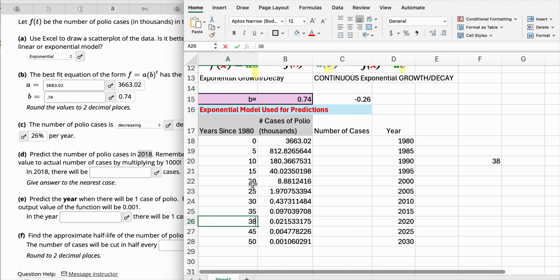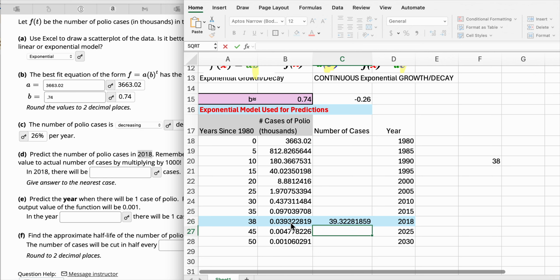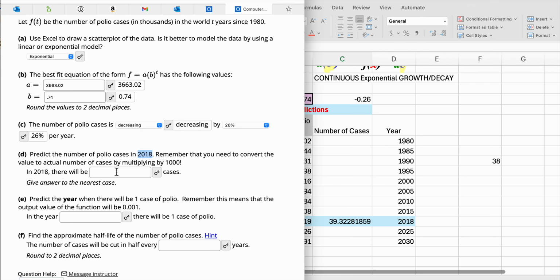So I'm going to type 38 in here, and that represents the year 2018. And it tells me that I have 0.039322819 cases of polio. But remember, this is thousands of cases. So if I want to figure out how many cases exactly, I would say that's equal to that times 1,000. So this is telling me that I have 39.32 cases. That's what the model is telling me. And so this wants to know the number of cases to the nearest case. I can't have partial cases, so I would write 39 cases.